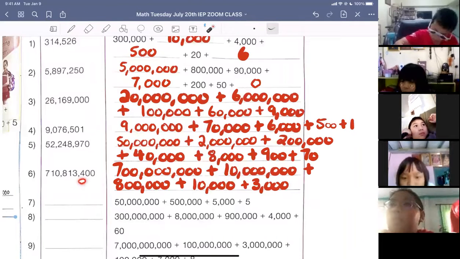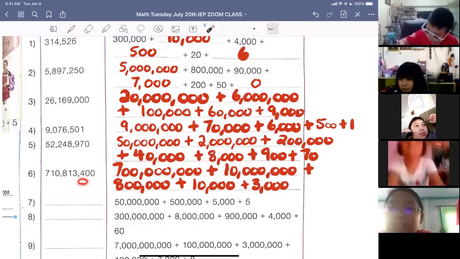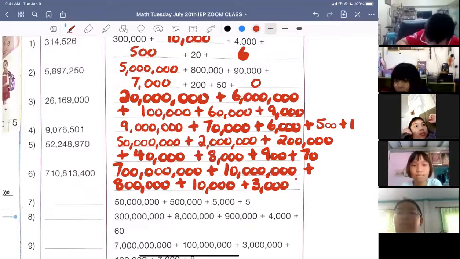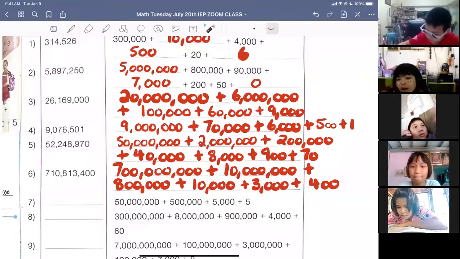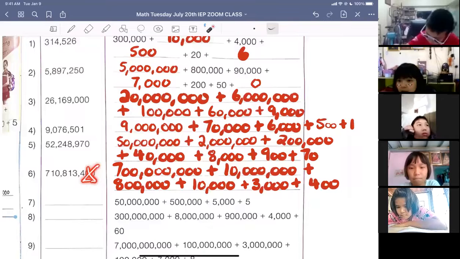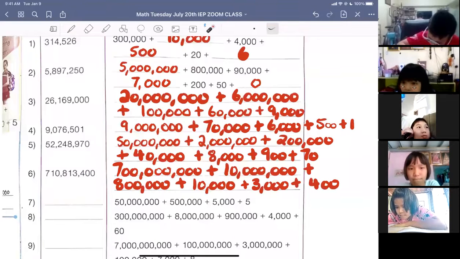And we have in the hundreds place is 4. So we're going to plus 400. And the last two are just 0, 0. So we don't need to write them at all.